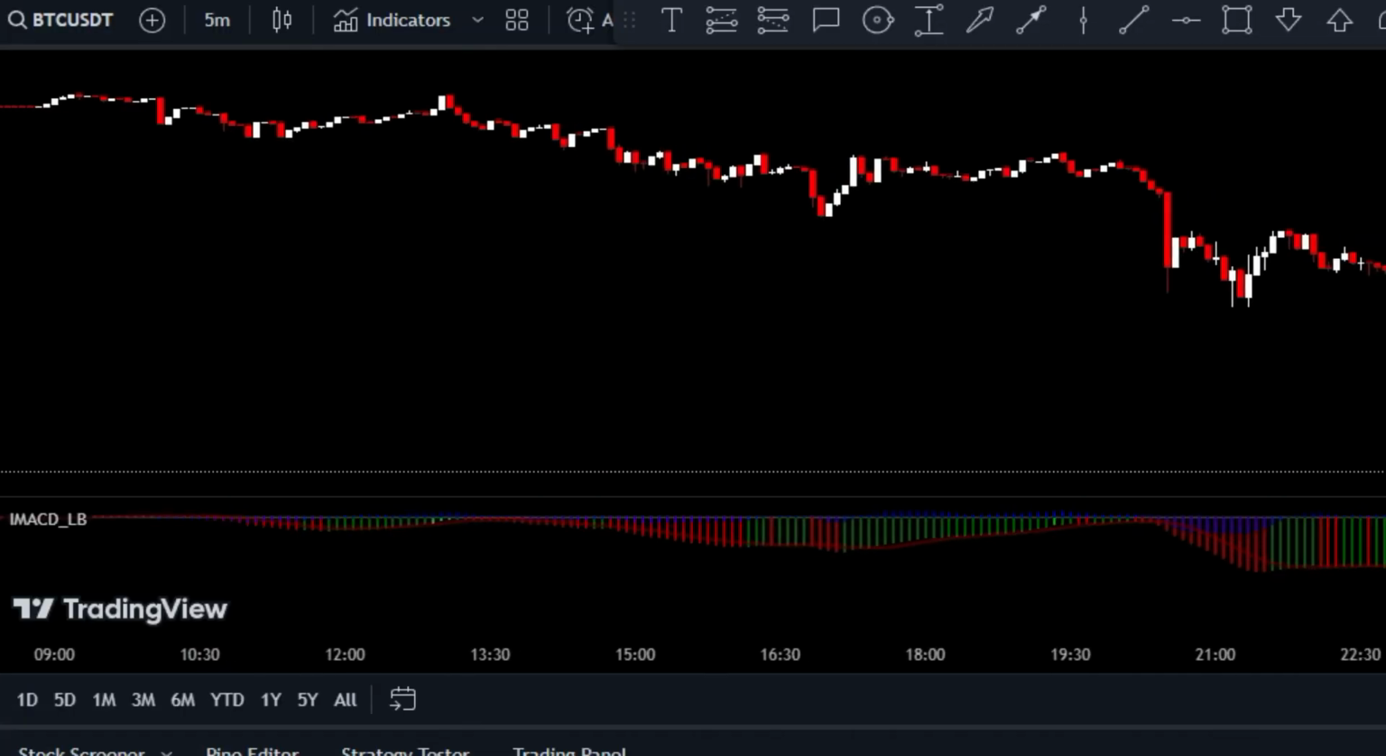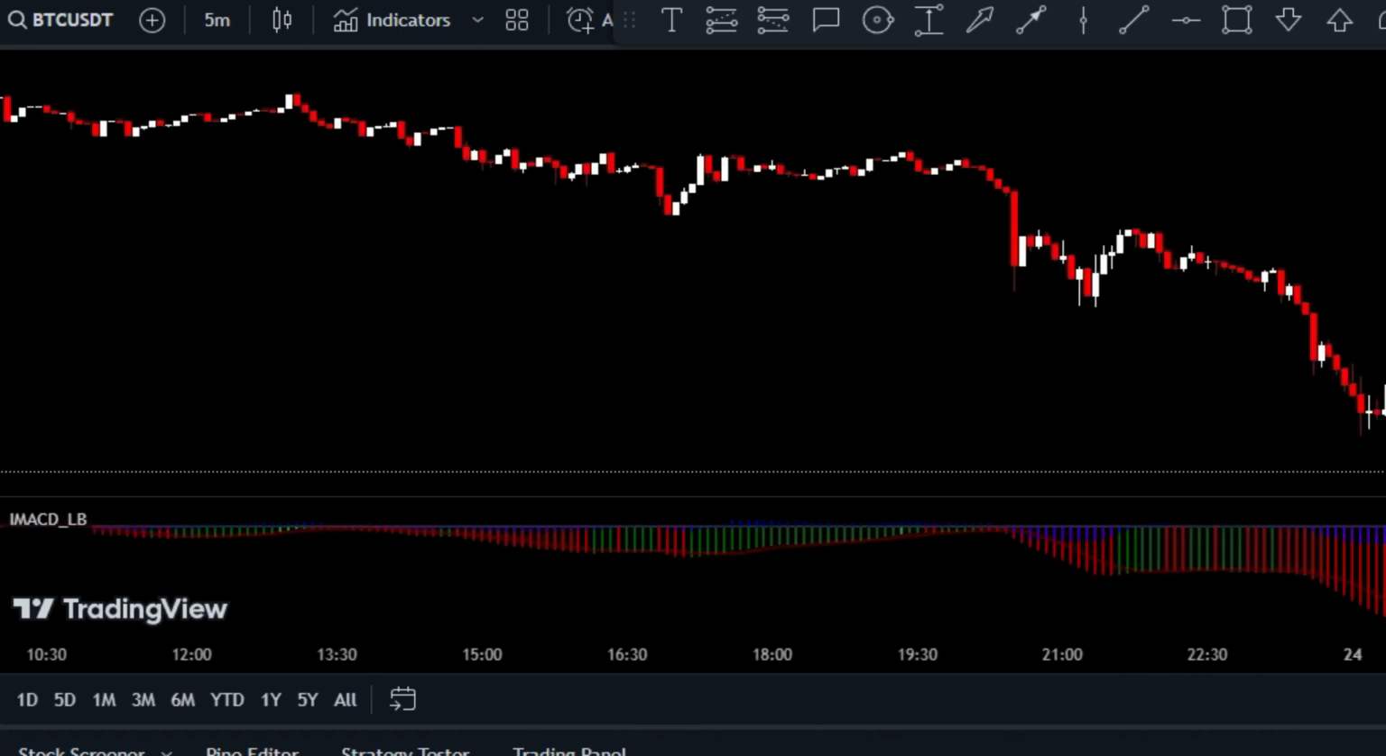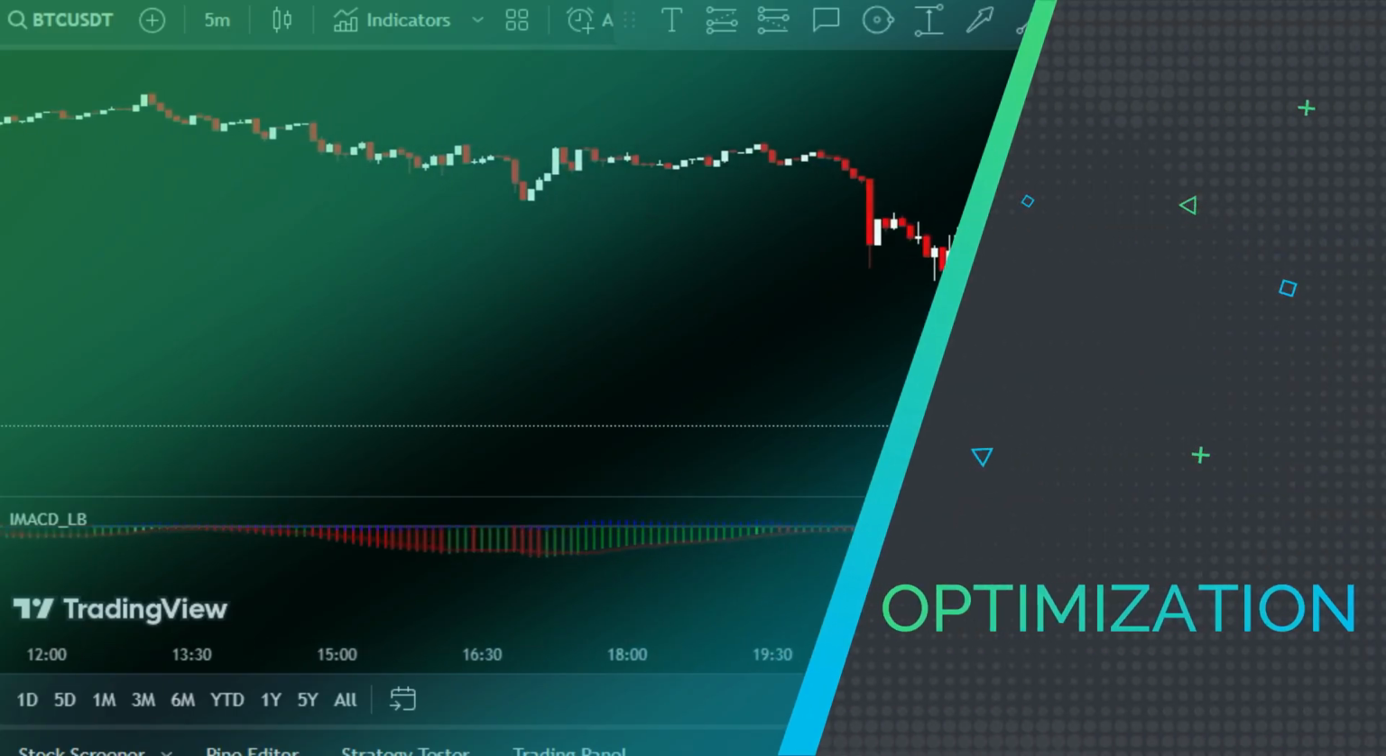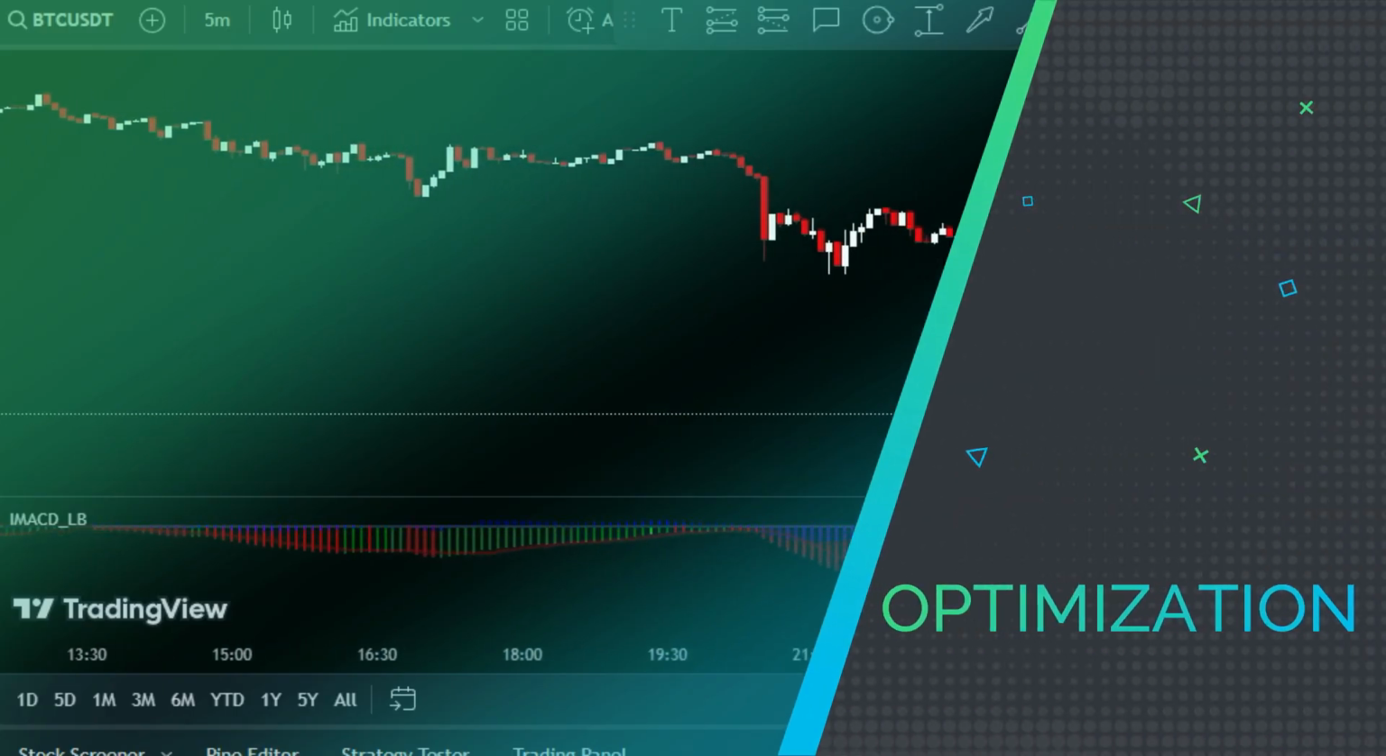Now that you've added the Impulse MACD Lazy Bear indicator to your chart, it's time to fine-tune those settings to match your trading style.